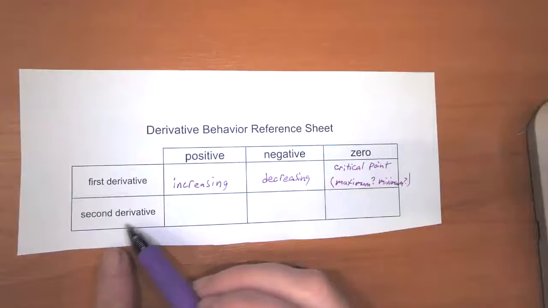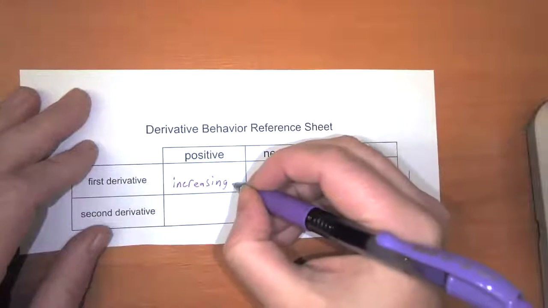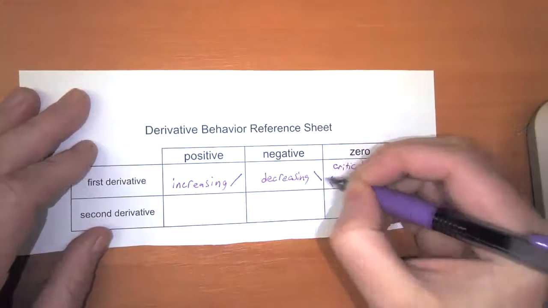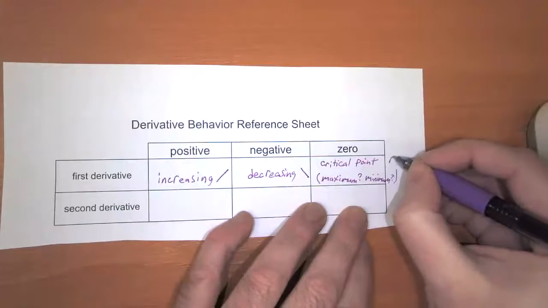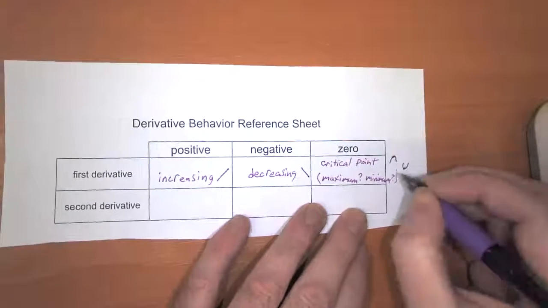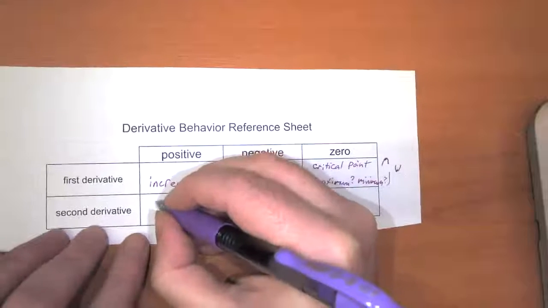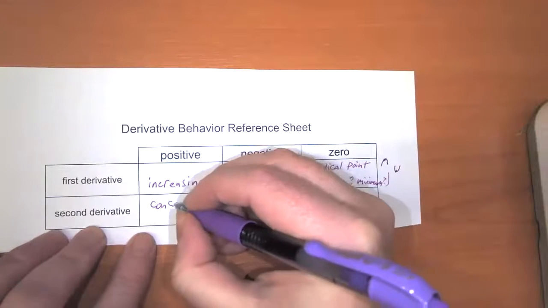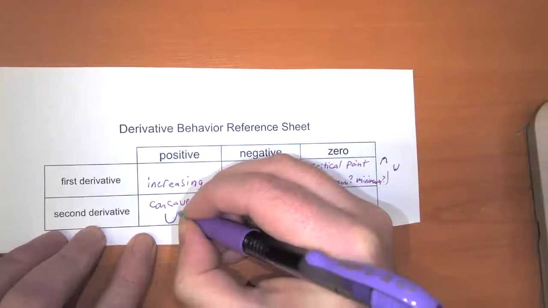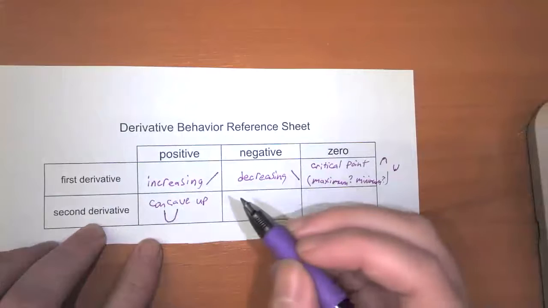And when the second derivative is positive, and maybe I'll draw some pictures here. So an increasing function looks like that. A decreasing function looks like that. A critical point might look like that, or might look like that. Okay, a second derivative is positive. That means that the function is concave up. And remember, concave up kind of looks like this. So it's a cup that is upside right.